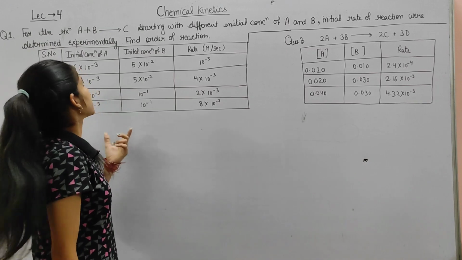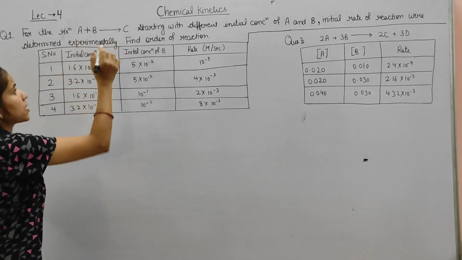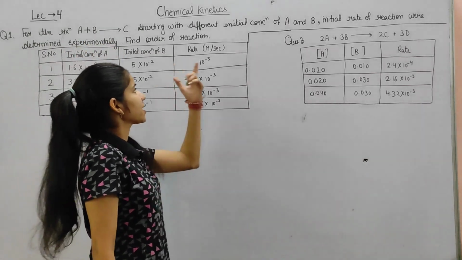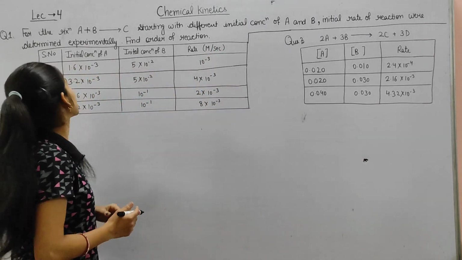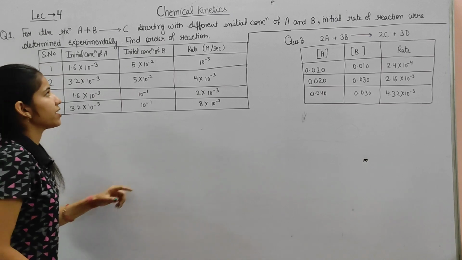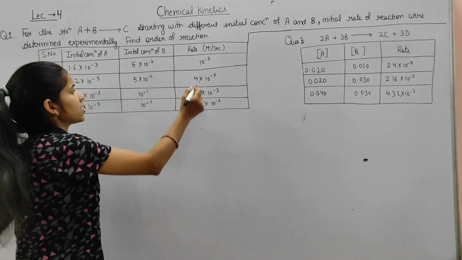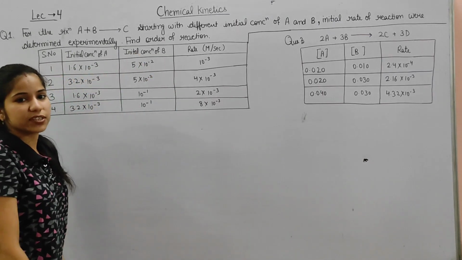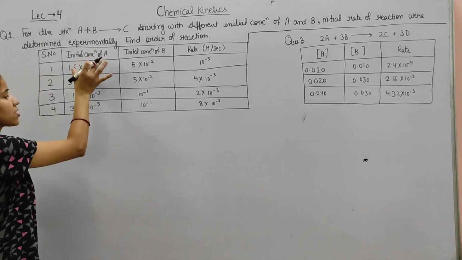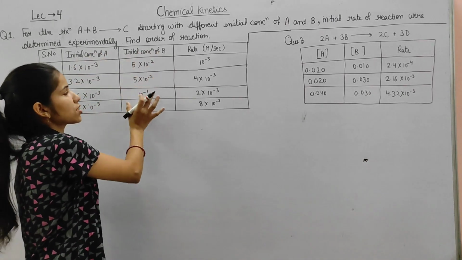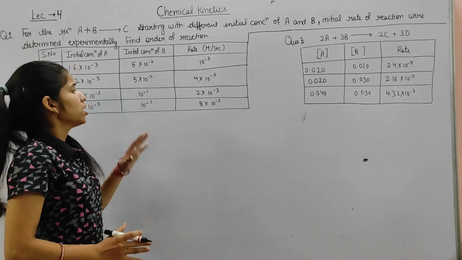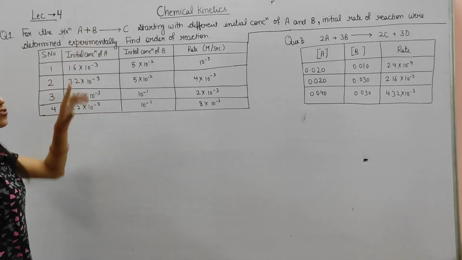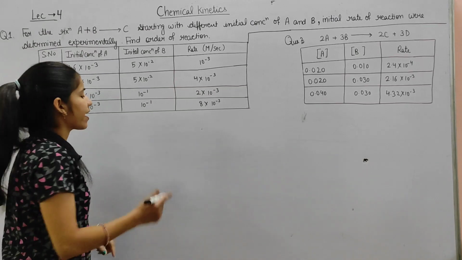So in this question there is given for a reaction A plus B gives C, starting with different initial concentrations of A and B, the initial rate of reaction was determined experimentally. Find the order of reaction. This type of experimental data is given here. There is the initial concentration of A, there is the initial concentration of B, and there is the rate given. Okay. So firstly by seeing this reaction we have to write the rate law expression.